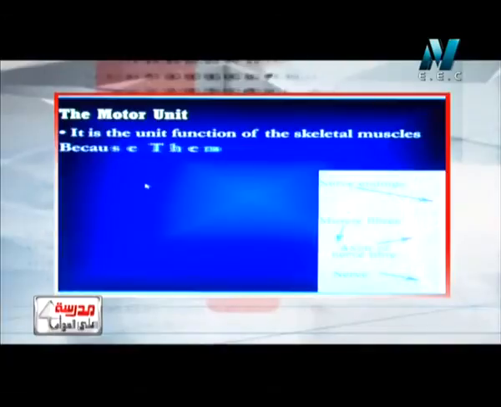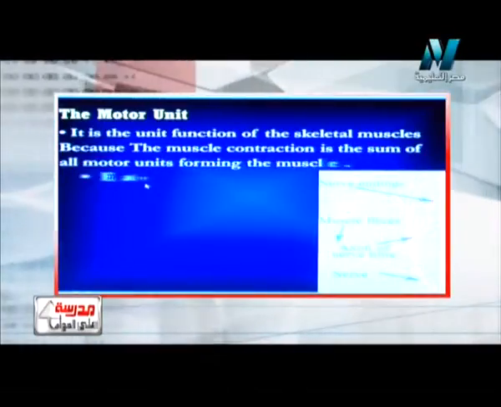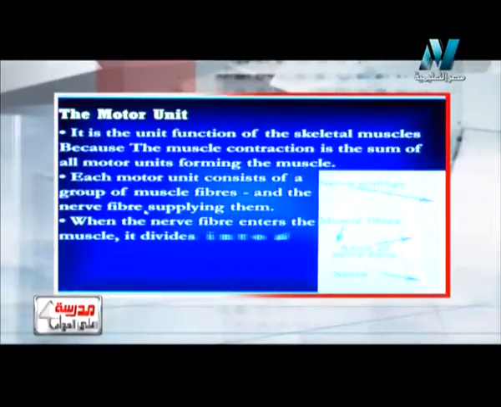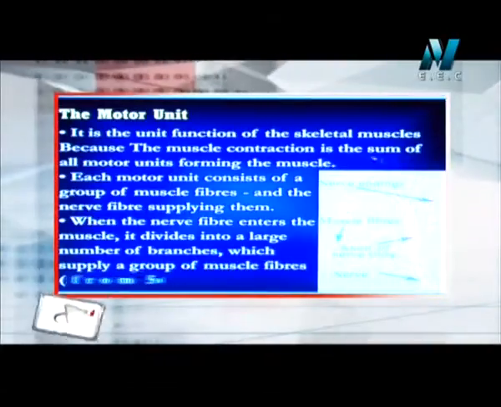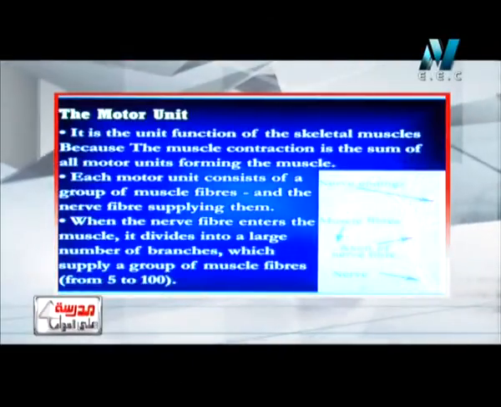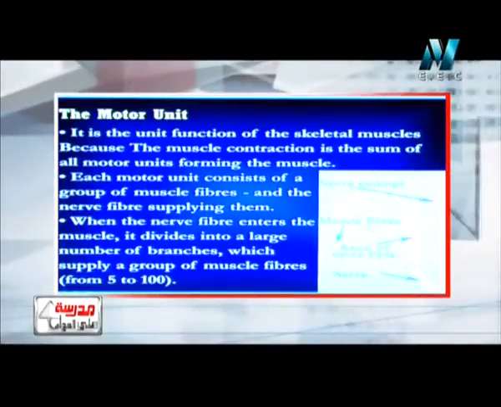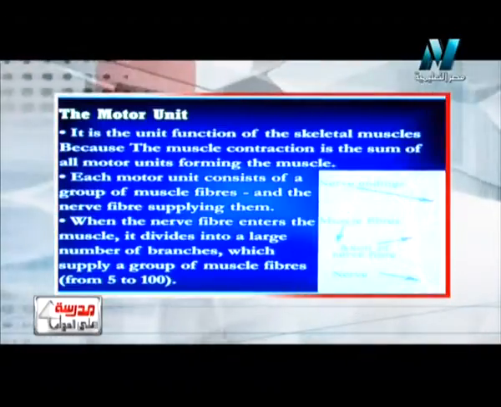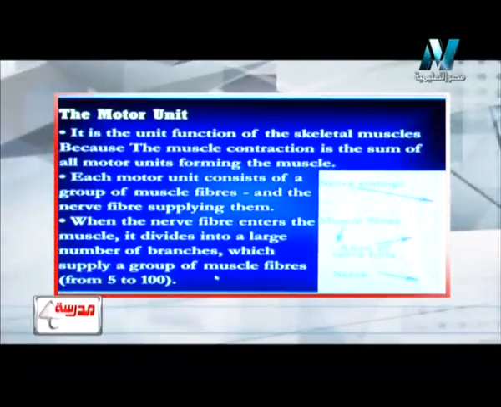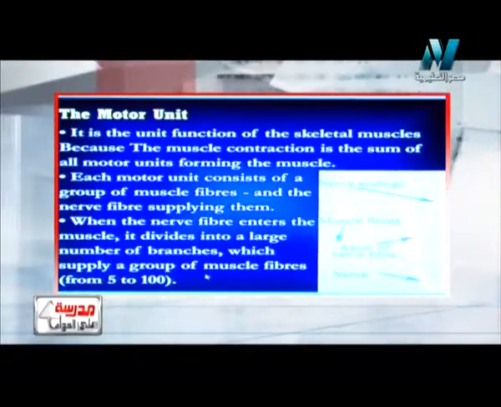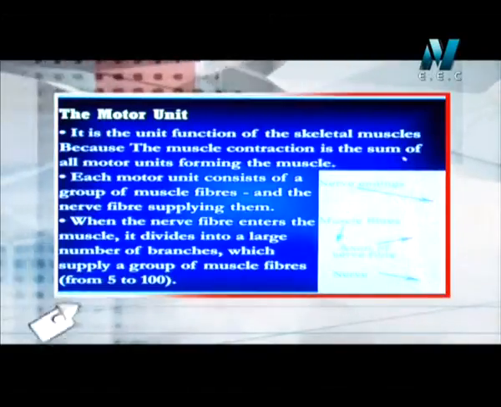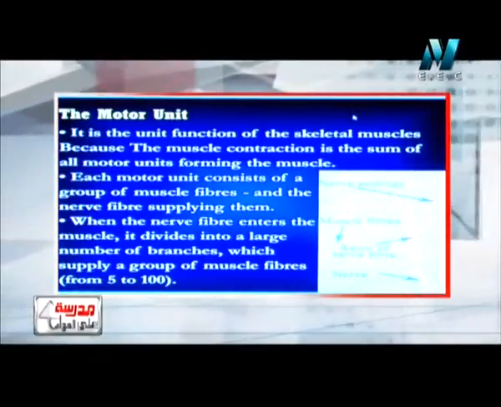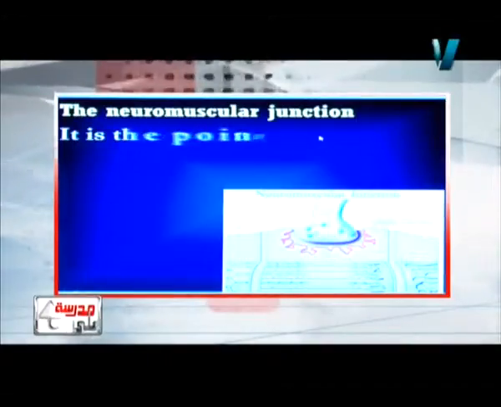What about the motor unit? It is the functional unit of the skeletal muscle, because the muscle contraction is the sum of all motor units forming the muscle. Each motor unit consists of a group of muscle fibers and the nerve fiber supplying them. When the nerve fiber enters the muscle, it divides into a large number of branches, from 5 to 100 branches, which supply a group of muscle fibers. So contraction takes place in all parts of the muscle. That's called the action of the contraction of the motor unit.